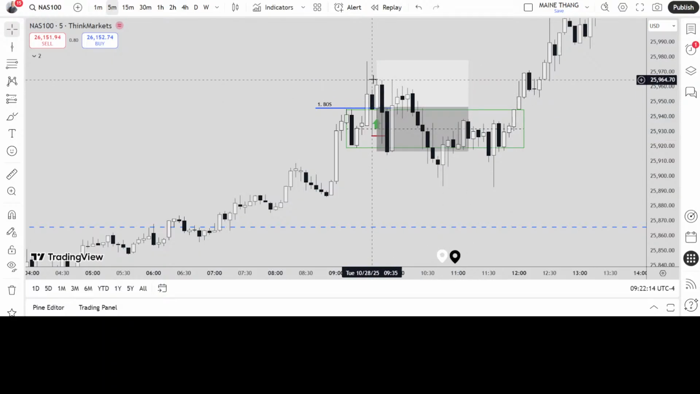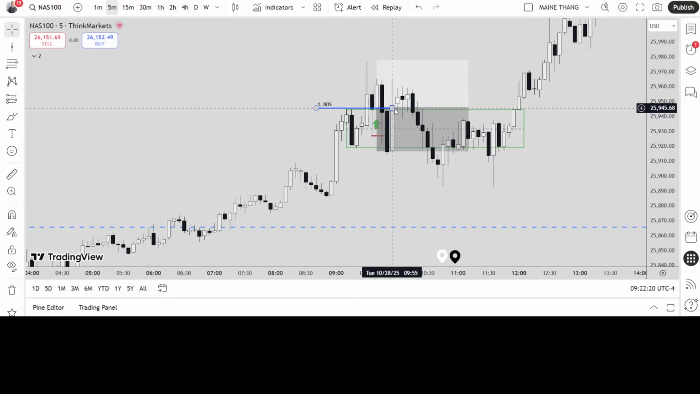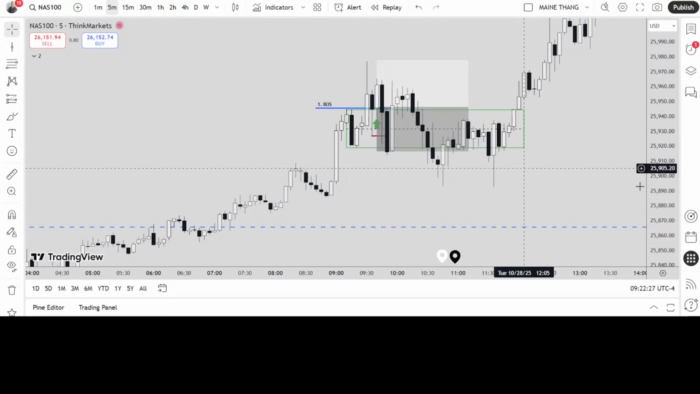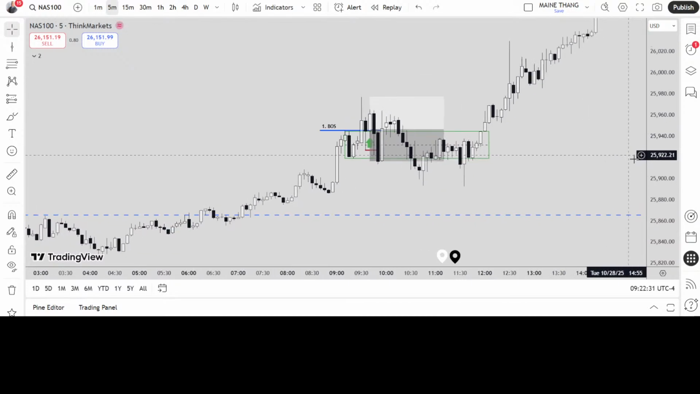Price went up about halfway. Didn't reach our 1-1, and then I decided to move the stop up here. Price came back down on us and wicked us out. So that was our trade.